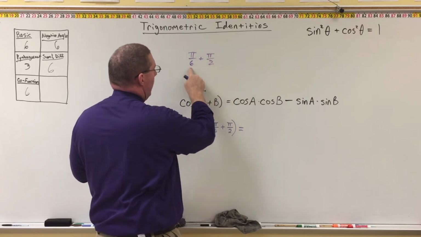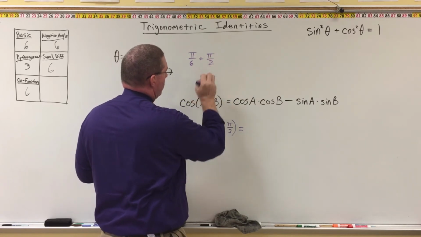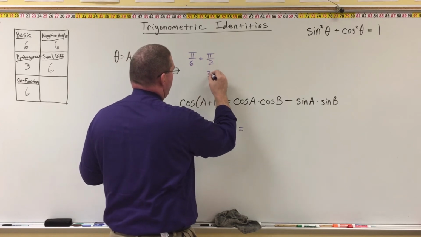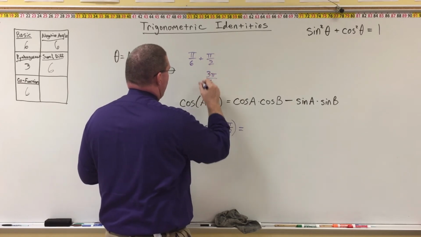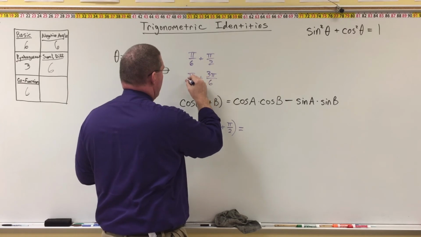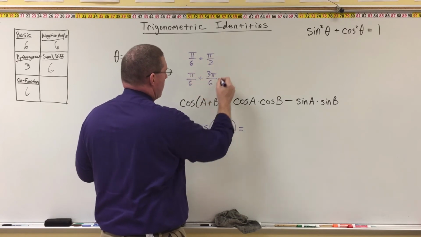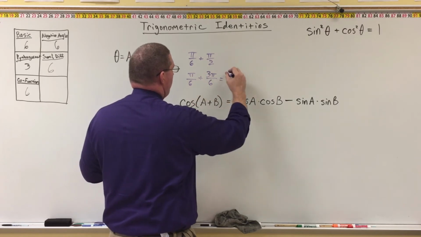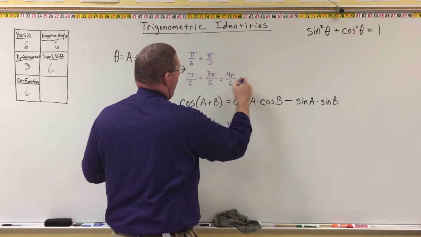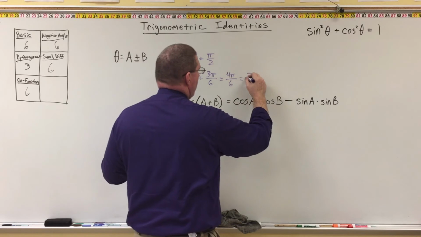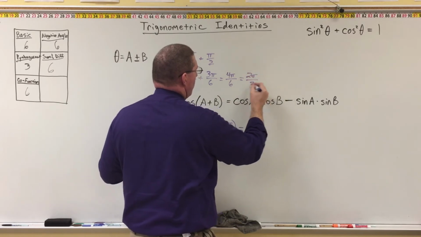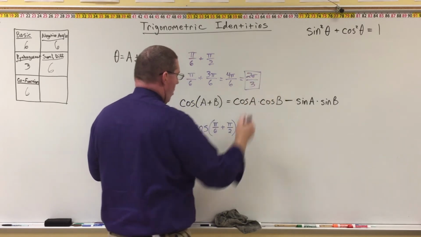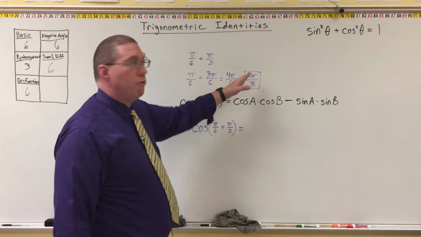We need a common denominator. The 6 can stay a 6, but to turn this into over 6, it's going to have to become 3 pi over 6, okay? So we have pi over 6 plus 3 pi over 6. So we've got over 6, and then we've got pi plus 3 pi. That's 4 pi. So what we have here is 4 pi over 6, which can be reduced to 2 pi over 3, okay? So we know that this is the same thing as 2 pi over 3.